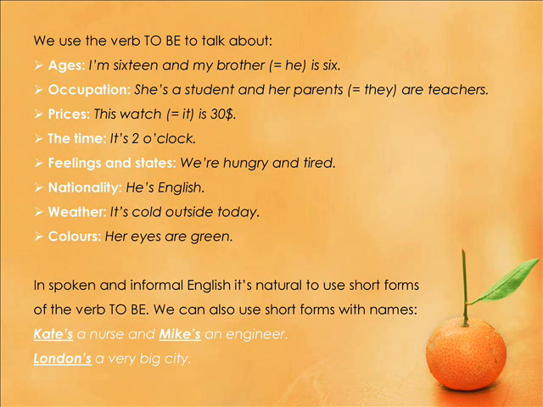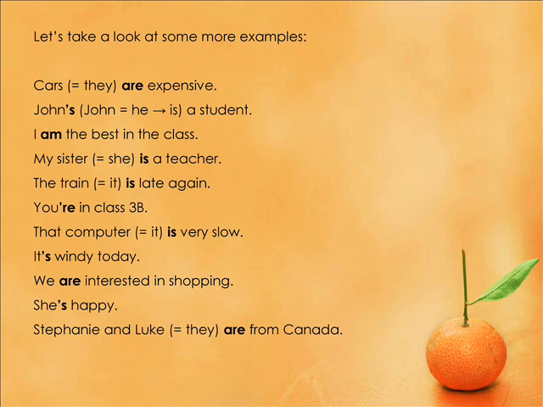In spoken and informal English, it's natural to use short forms of the verb to be. We can also use short forms with names. Kate's a nurse and Mike's an engineer. London's a very big city. Let's take a look at some more examples.